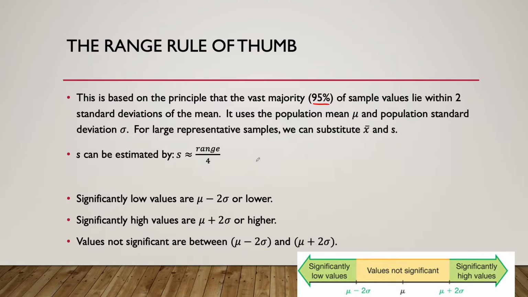Significantly low values are the mean mu minus 2 times sigma or lower. Significantly high values are the mu plus 2 sigma or higher. The values that are not significant are between those two values, so between mu minus 2 sigma and mu plus 2 sigma, as you can see from the graph down here.